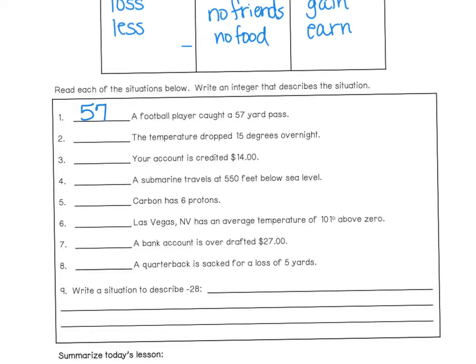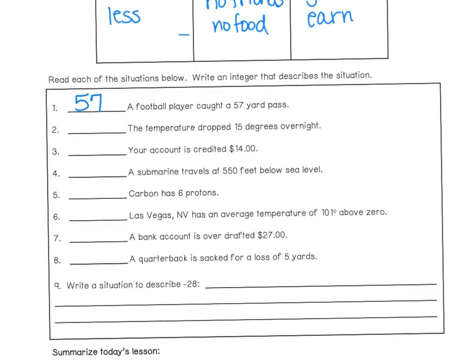Number 2, the temperature dropped 15 degrees overnight. If it dropped, that means it went down. So that would be a negative 15 degrees. Your account is credited $14. If someone credits you money, that means you get money. So that's a positive 14.